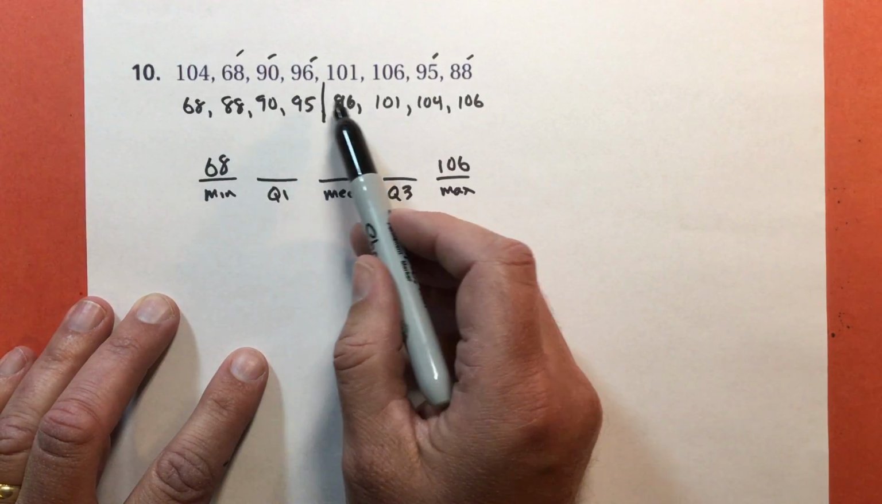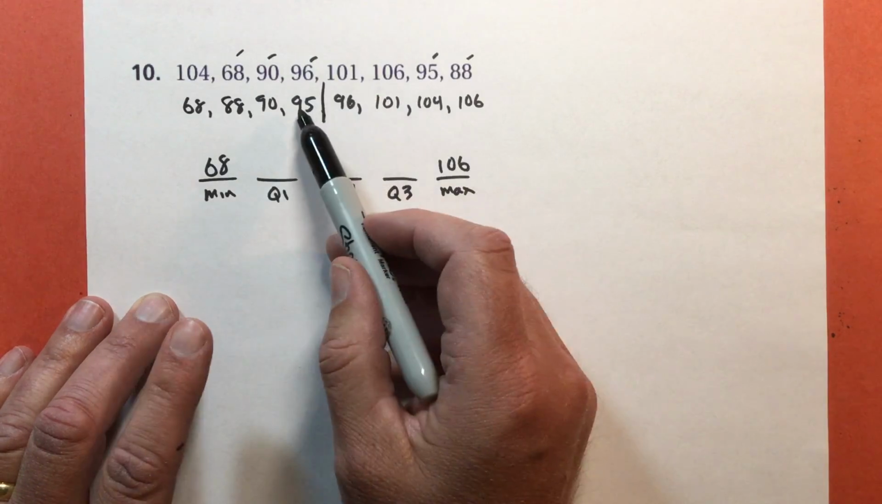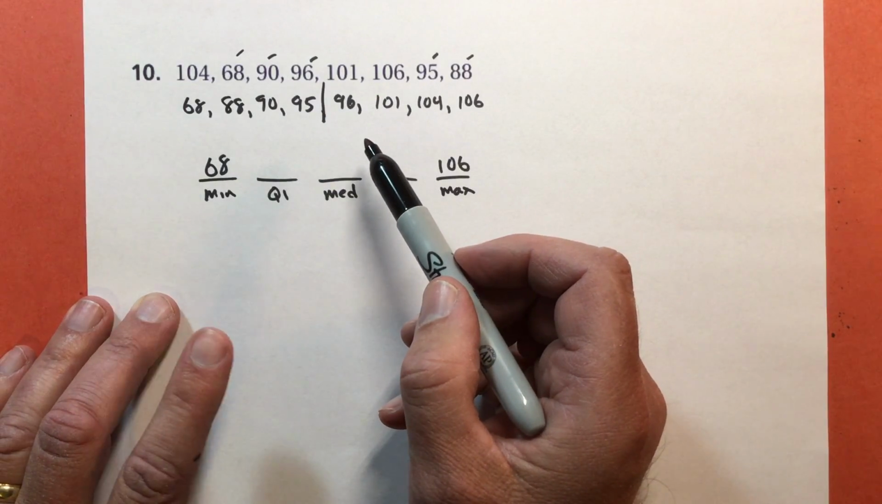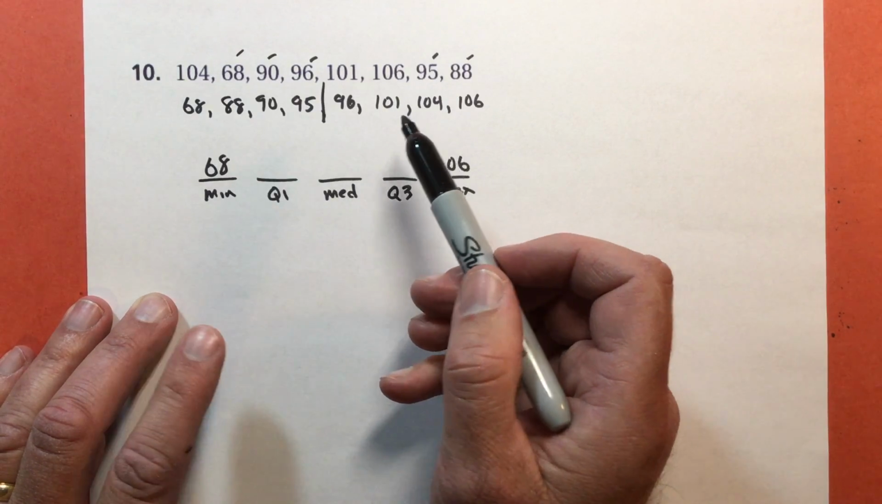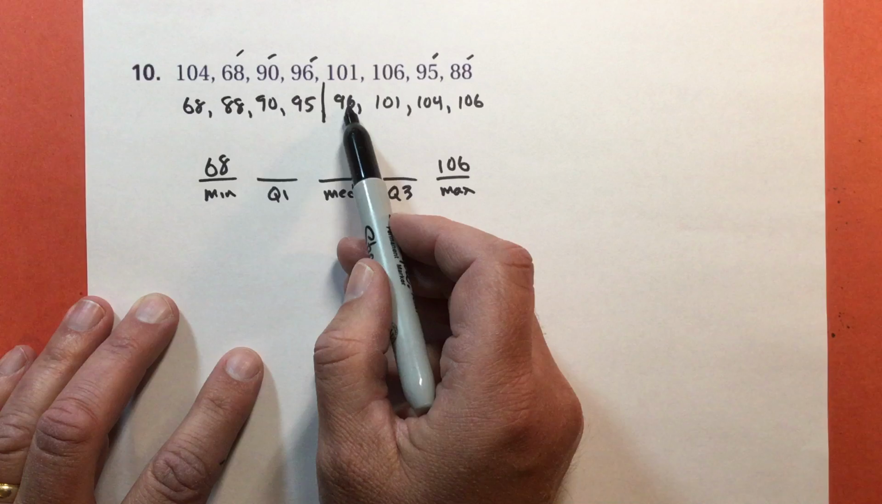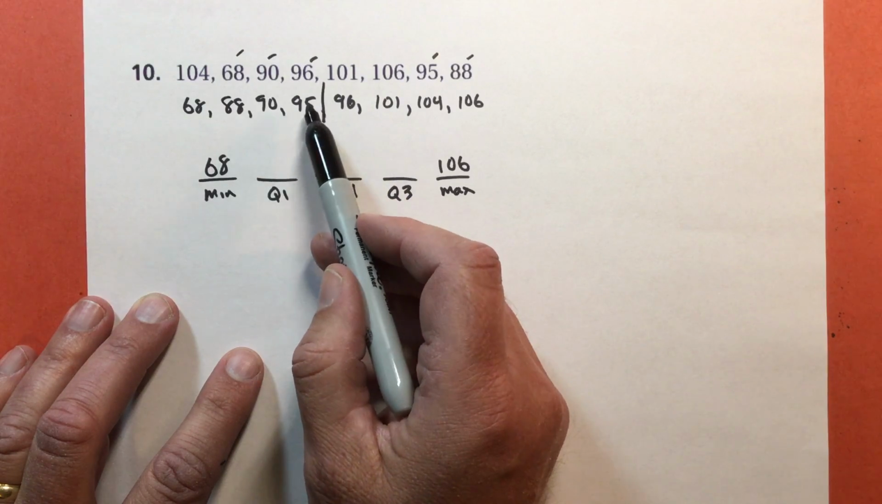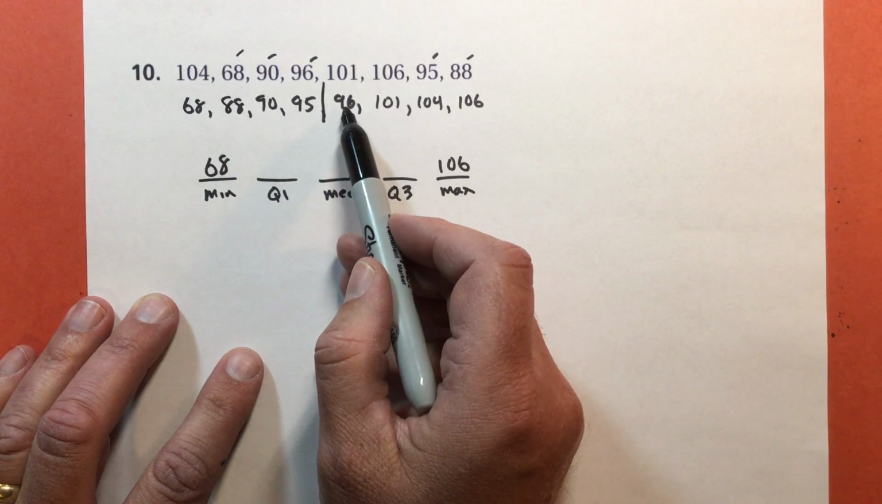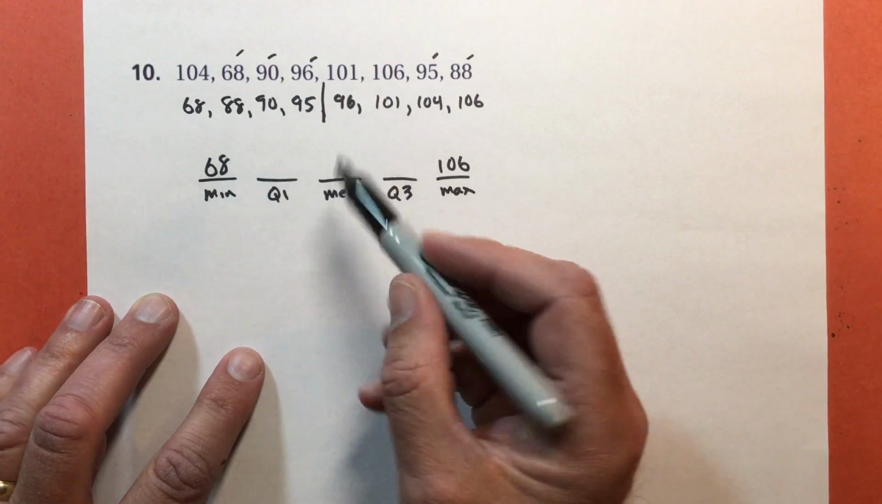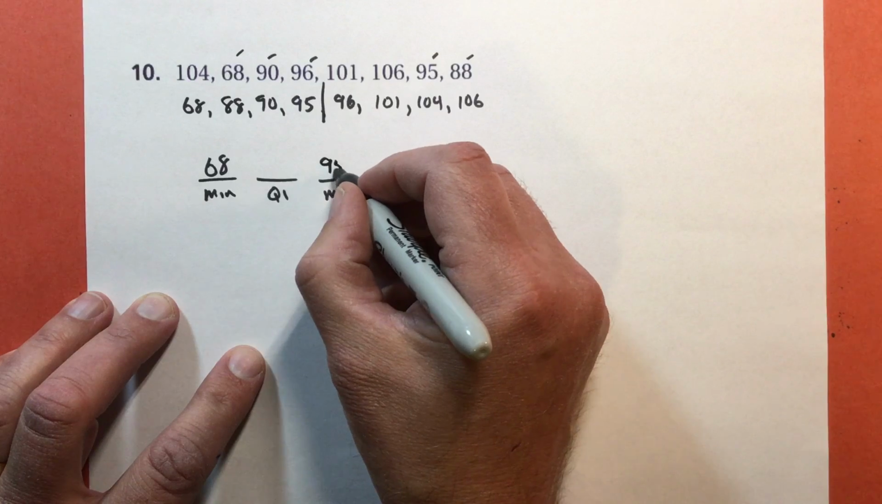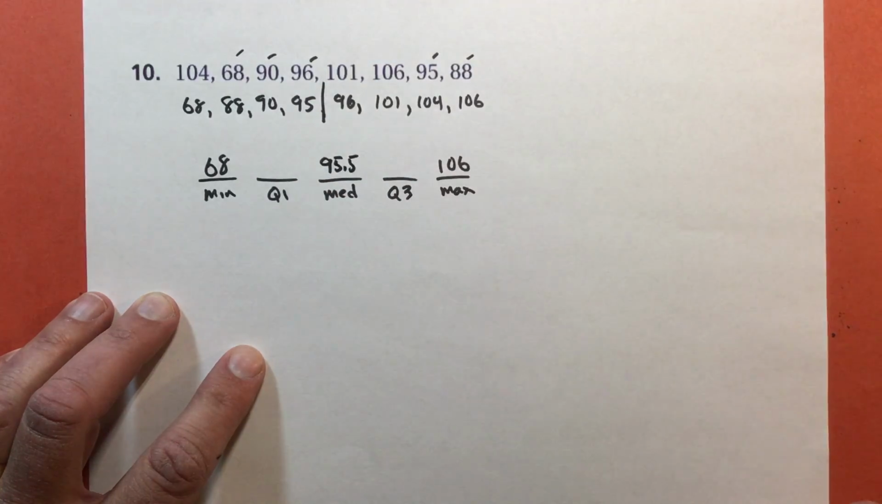What's halfway between 95 and 96? You can add them and get 191. Divide that by 2, or you can just reason it out. They're both in the 90s, so it's not going to be less than 95. It's not going to be more than 96. It's going to be between them. So what's halfway between 5 and 6? So I'm going to get 95.5.